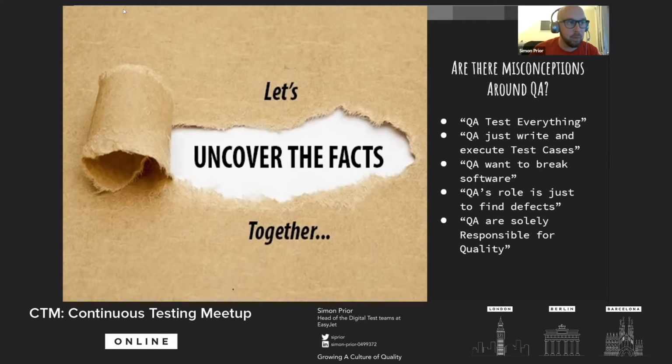I see the gatekeeper word's been put in the chat already. Yeah, the production problem as well. You know, if it fails in production, so who tested it, or why did testing miss it? Yeah. So there's lots of things that are misconceptions, and it's our job to really try and change that narrative around the business.